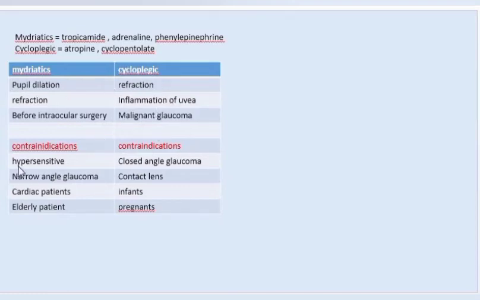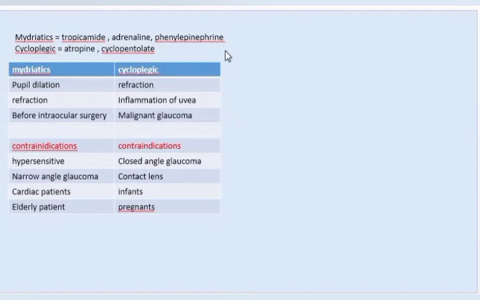So contraindications: hypersensitivity, narrow angle glaucoma, cataract patients and elderly patients. And contraindications like closed angle glaucoma, contact lens, infants and pregnant women. Okay, so what happens is angle closure glaucoma is glaucoma which is associated with physically obstructed anterior chamber angle, which may be chronic or rarely acute.